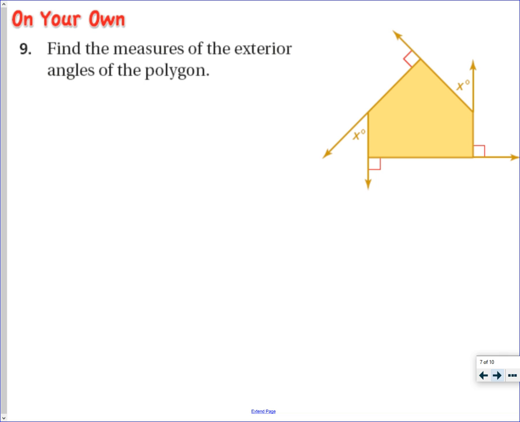This happens to be a pentagon. There's 5 sides. It looks kind of like a house that little kids draw. 3 of the exterior angles are 90-degree angles. So I really have these 2 angles that are both x's, so I can even just jump to a 2x. And then I have 3 of these 90s. That's 270 degrees.